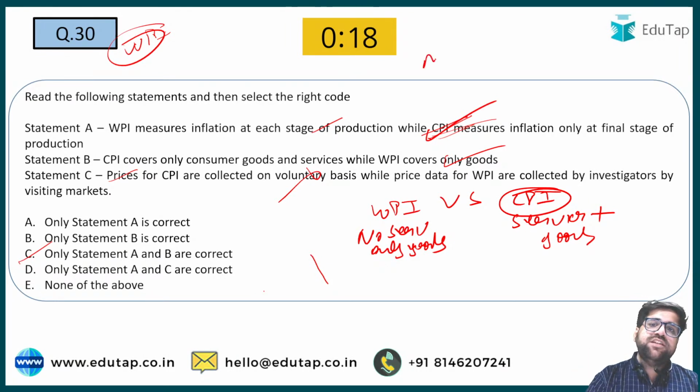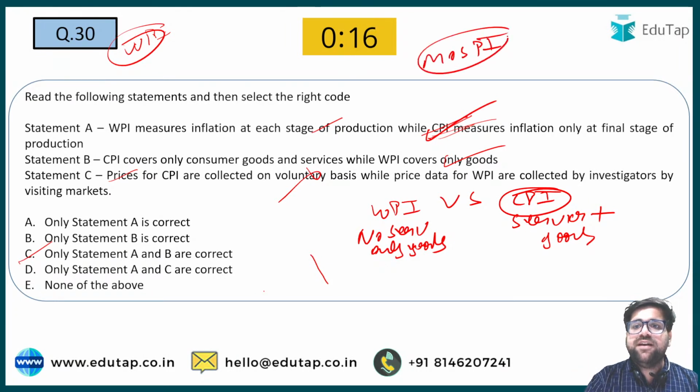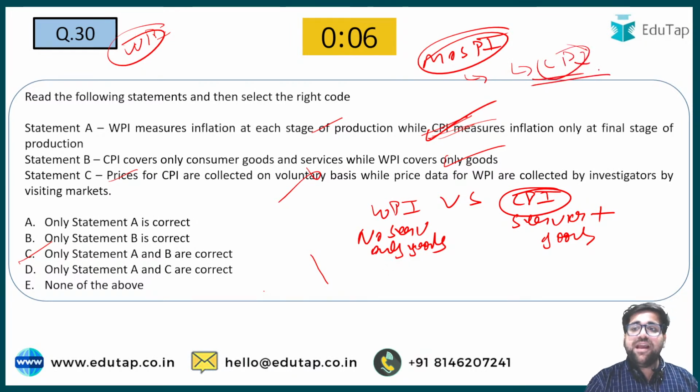So if you see, the Ministry of Statistics and Program Implementation appoints certain individuals, selected via different exams, and these people go to different locations to calculate CPI. So that's why CPI is collected on an investigation basis. That's why statement C was incorrect.